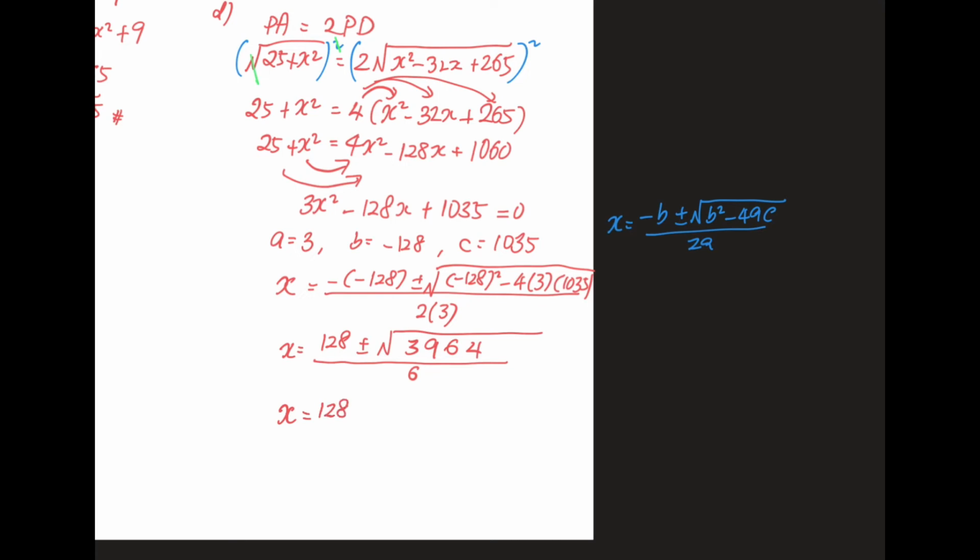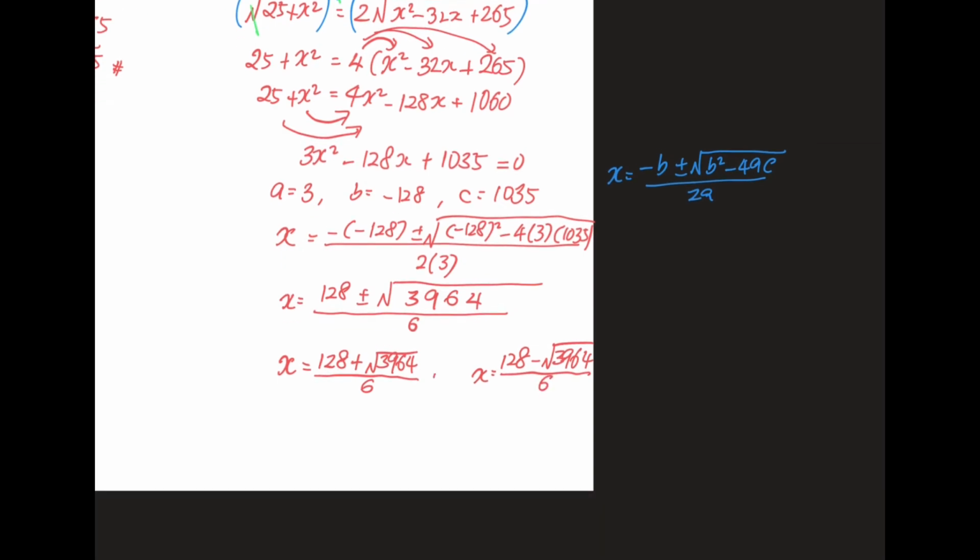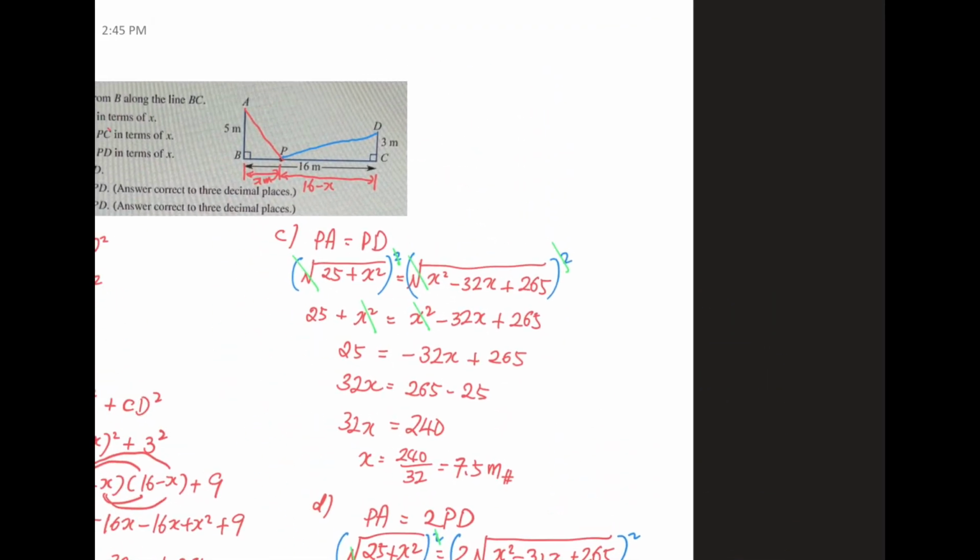I'm going to have 128 plus square root of 3964 over 6. Yeah, this is the first one. And 128 minus square root of 3964 over 6. Okay, 2 values here. So again, let's come back to the question. As you can see, x is going to be the length from here to here, so it must be a positive value. Let's see if we have any negative value, we just reject it. So let's count the first fraction.